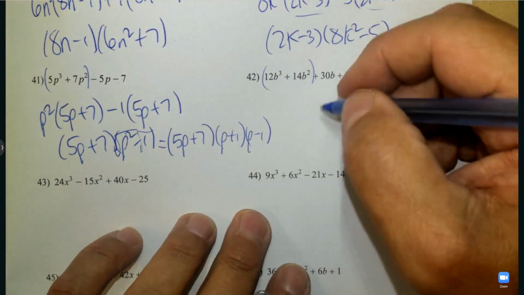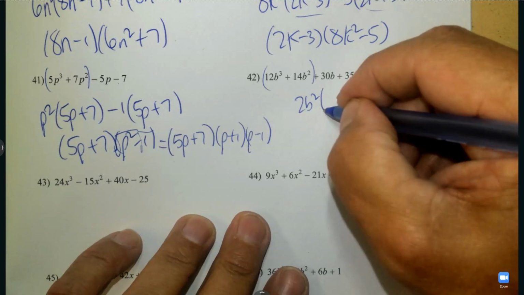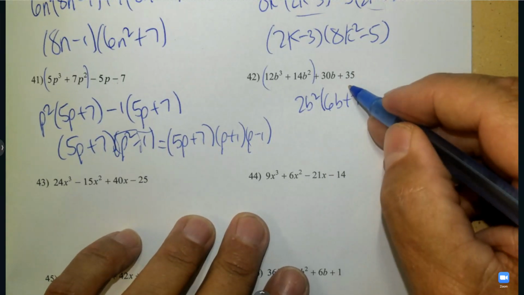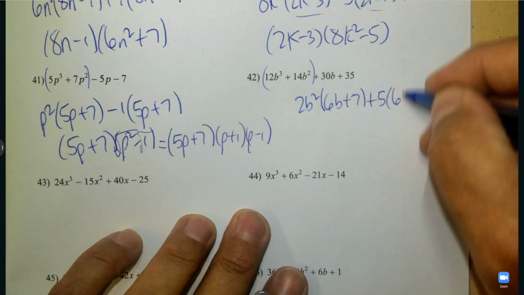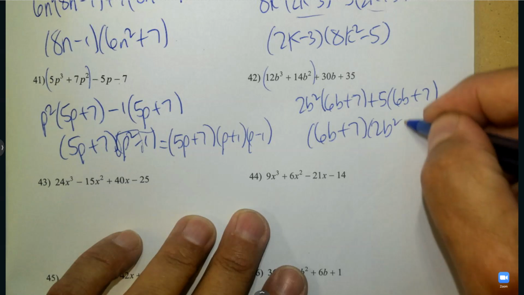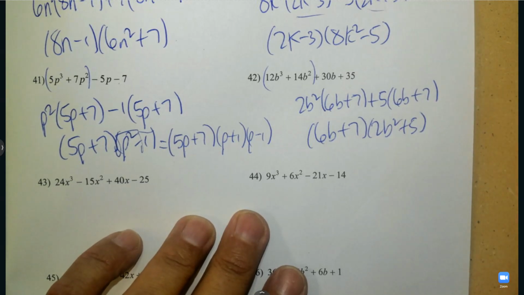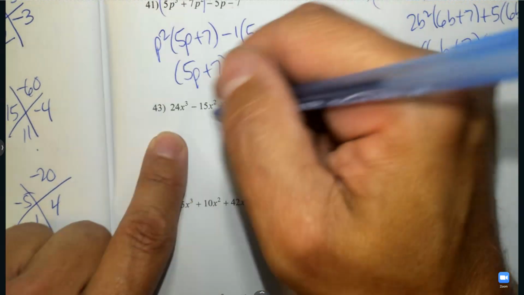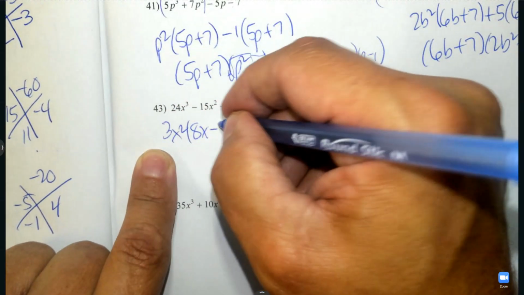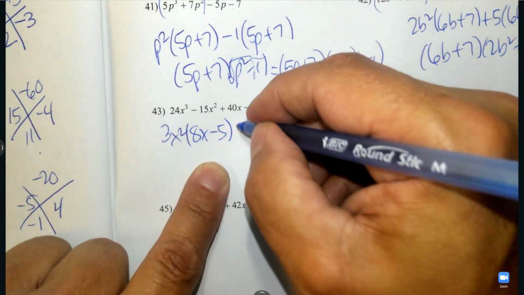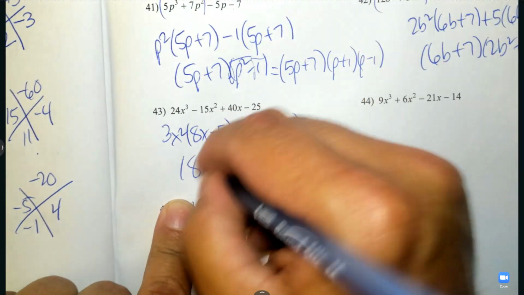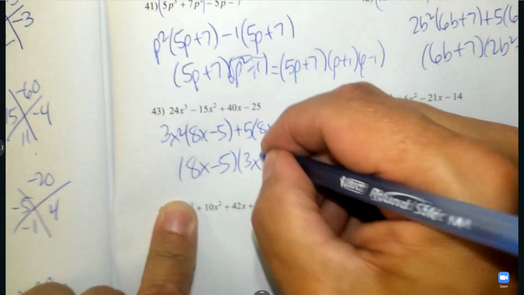Here, almost went into the next question. First 2 terms, 2b squared, divide, that's 6b plus 7. The next 2, 5, again that's 6b plus 7. So we have 6b plus 7, 2b squared plus 5. Done. What do they both have in common? 3, right? 3x squared, that's 8x minus 5. This is a 5. That's 8x minus 5. So that's 8x minus 5, 3x squared plus 5.